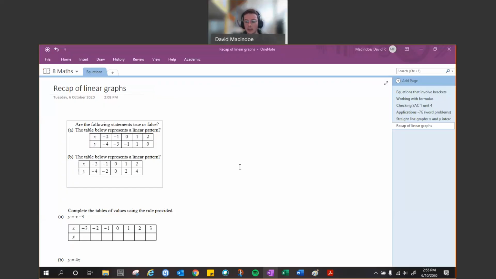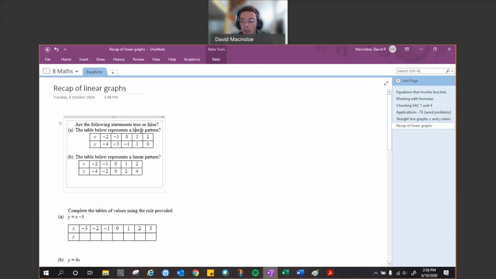Ideas we've learnt in Year 8 Maths about linear graphs. So let's do this first question. It asks us whether the statements are true or false, and we're told the table below represents a linear pattern. Now for a linear pattern, what we need is each y value is connected to the next one by the same adding or subtracting, as in you're going up by the same amount or going down by the same amount, because of the word line in linear. So linear patterns can be represented by straight lines.